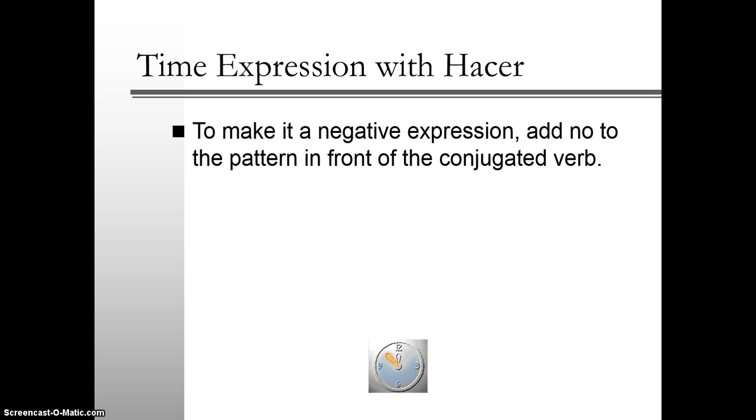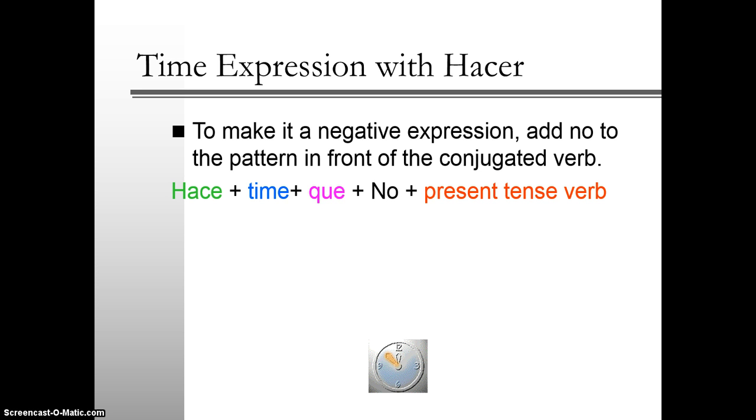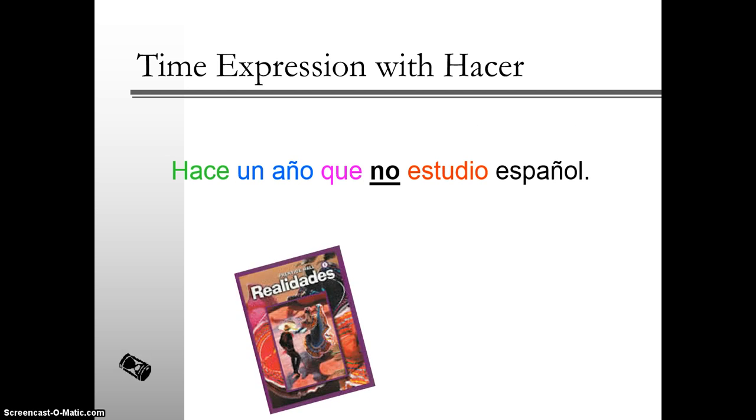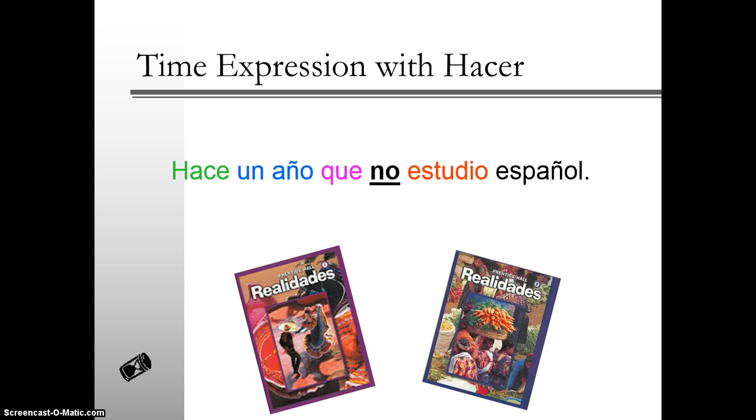You can also make this negative. To make it a negative expression, all you have to do is add no to the pattern in front of the conjugated verb. So our formula is basically the same, we just add in the word no. For example, hace un año que no estudio español.